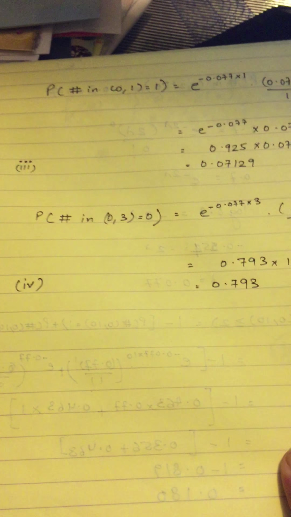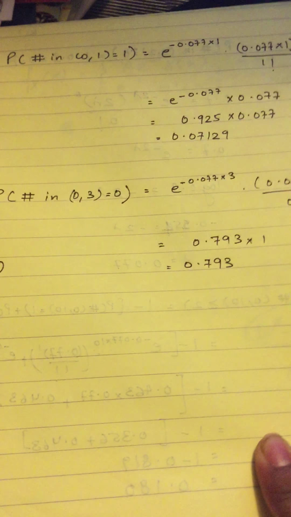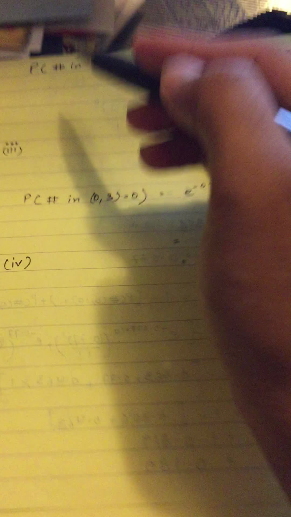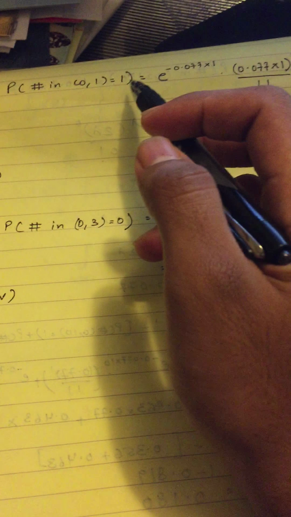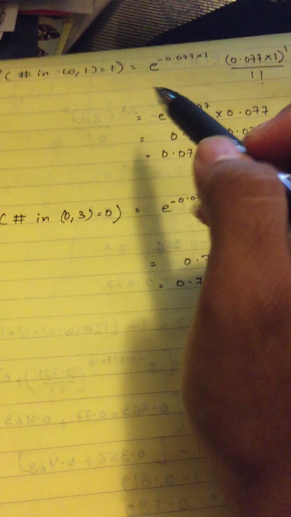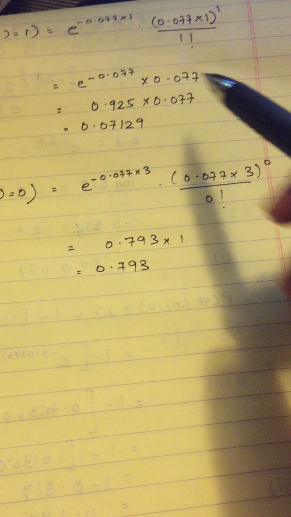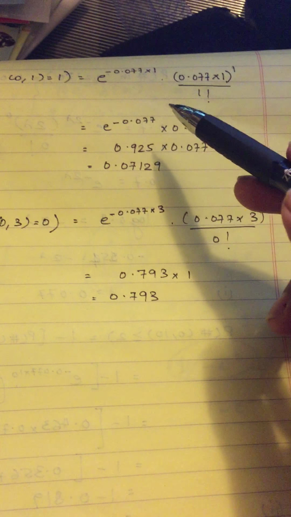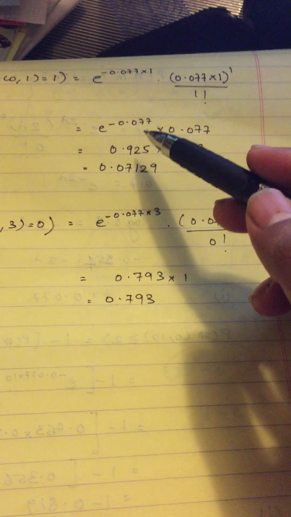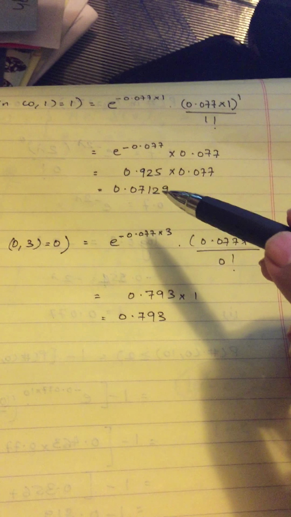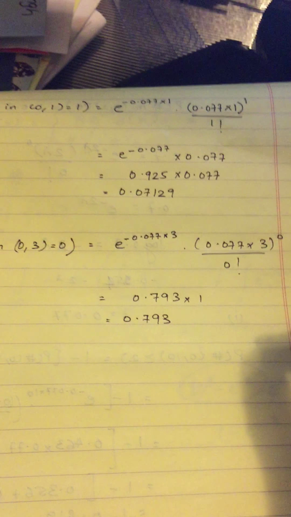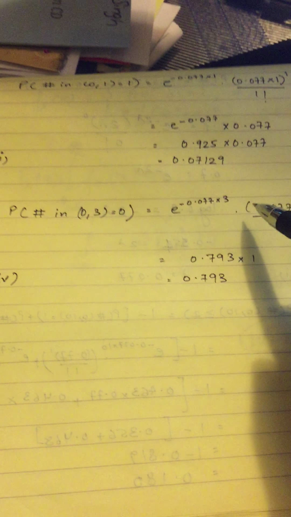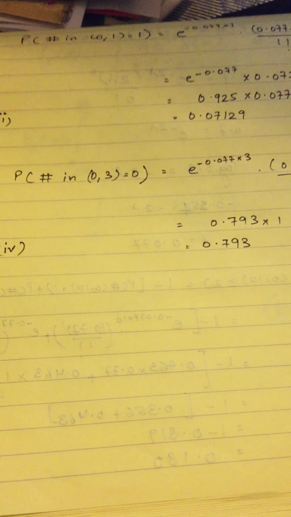The third part says that we have to find the probability that in 1 minute exactly 1 customer will arrive. For that, we have our time set from 0 to 1, and the number of customers k is equal to 1. We again punch the numbers into the equation and solve the same way as earlier. We get the answer as 0.07129, so approximately 0.0713. That's the third answer.